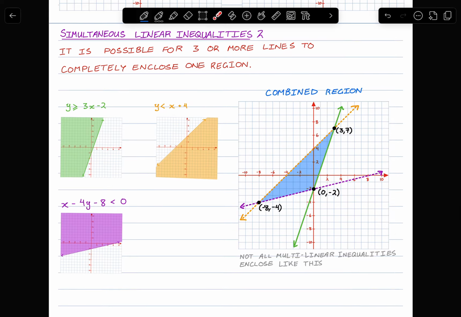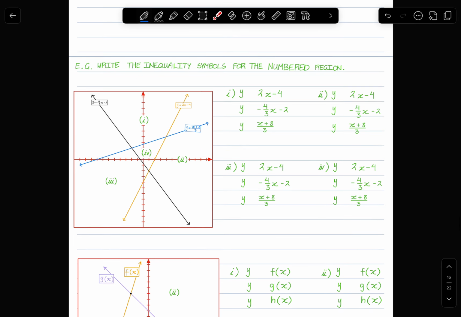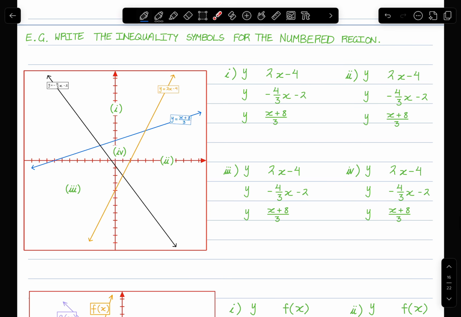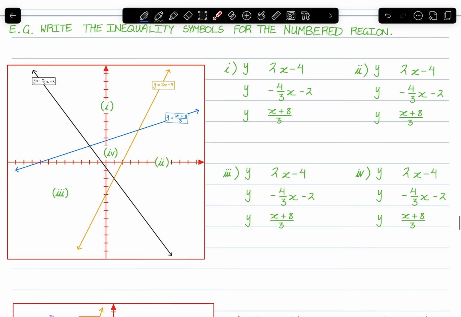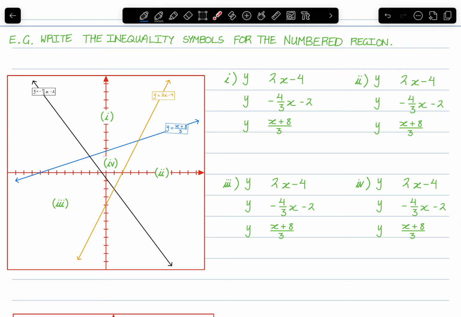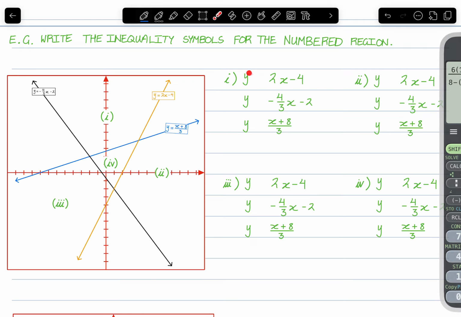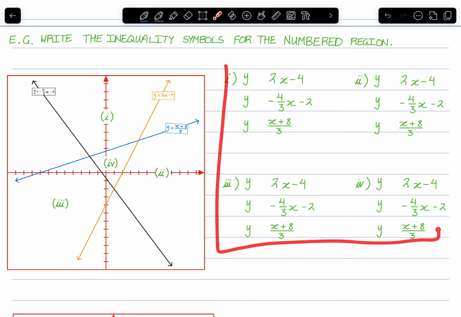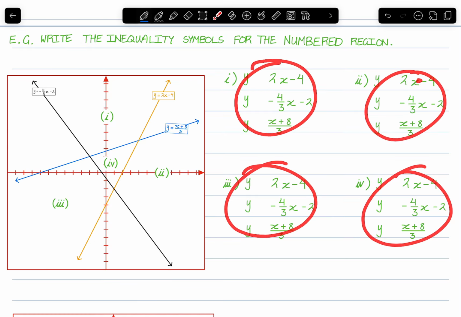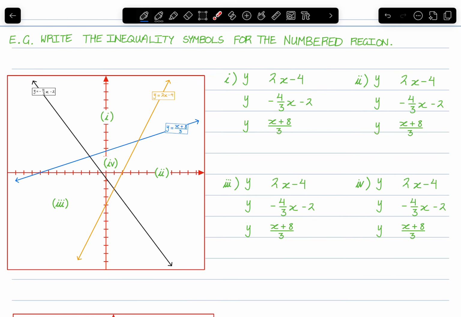So let's go straight into some exercises where I've already sketched these out for you. In the next videos, it's going to be an exercise in sketching them out yourselves, but for now we're practicing how to determine which region it is. So each of these 4 questions is the same 3 lines sketched out here.